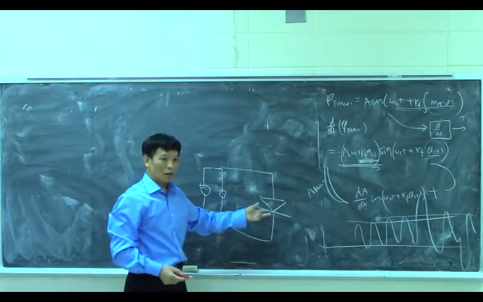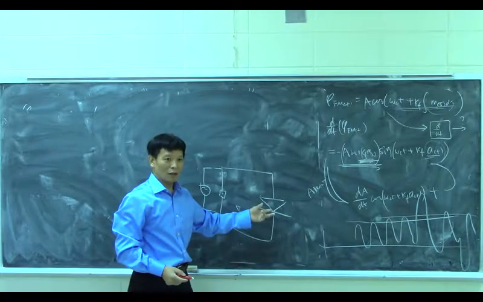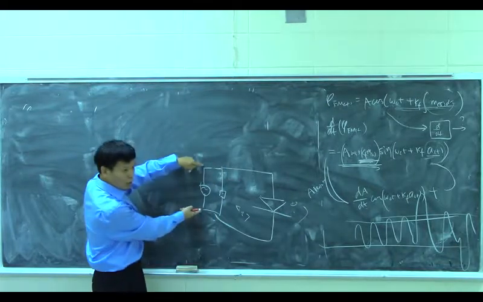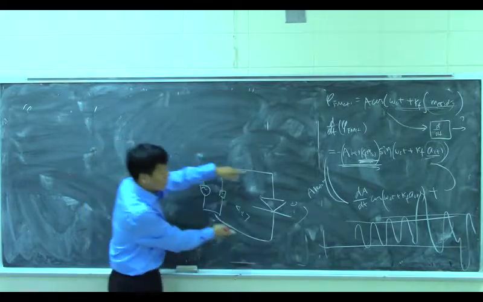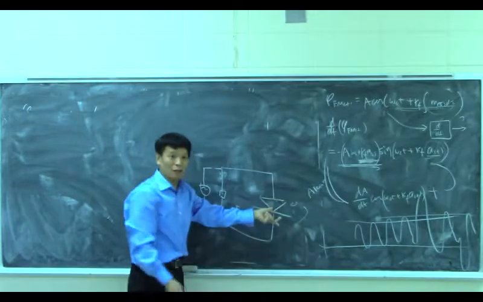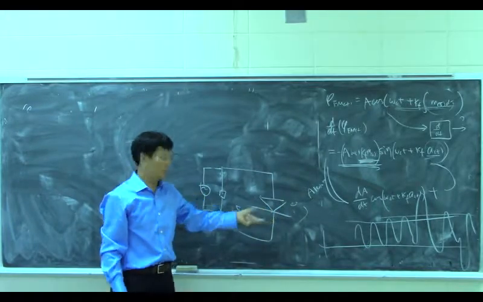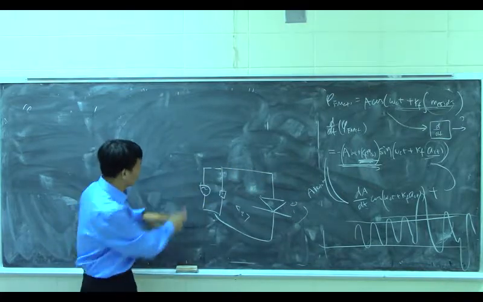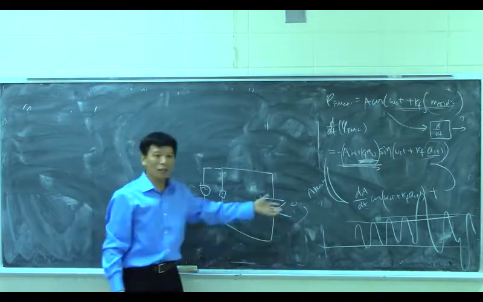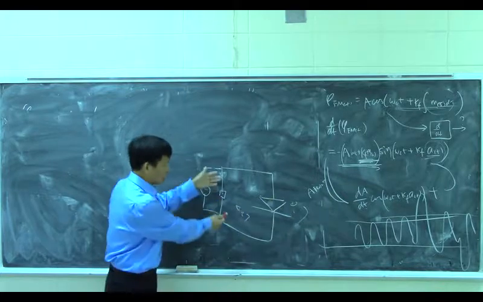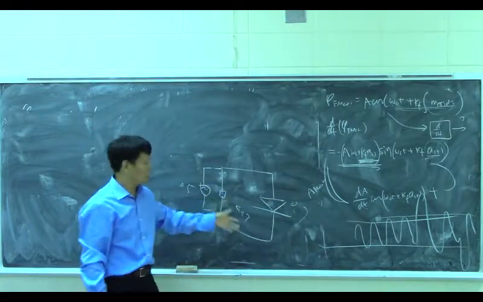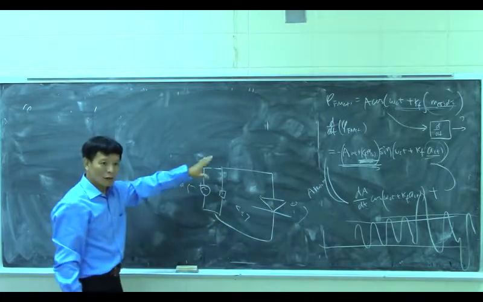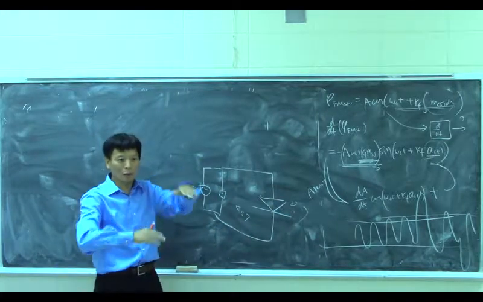Because when this conducts, the point is equal to 0.7. So for example, if this voltage equals 1, this one will conduct, right? Conduct, then the maximum equals just 0.7. So this output can never exceed 0.7. If this one equals 0.5, then this cannot conduct, so the output is just 0.5. So this circuit will limit your amplitude to 0.7.